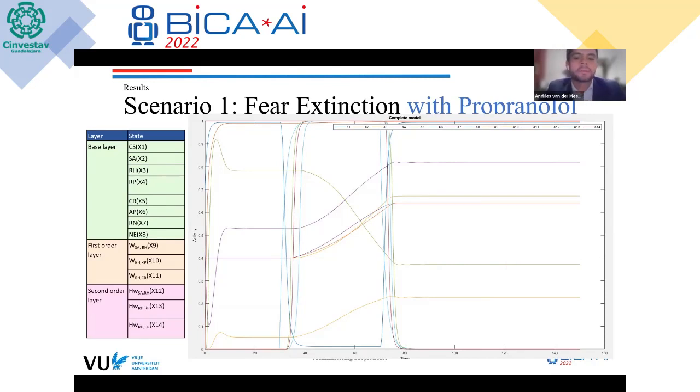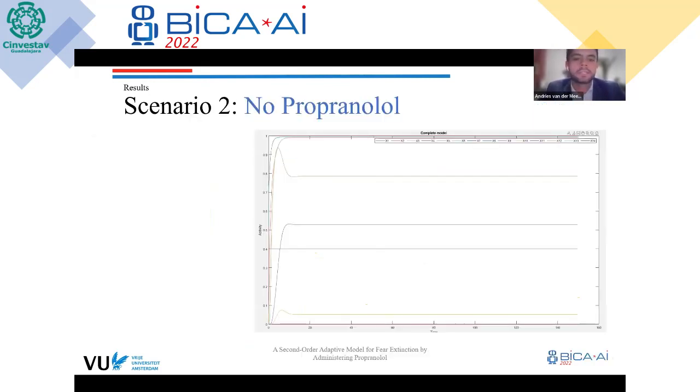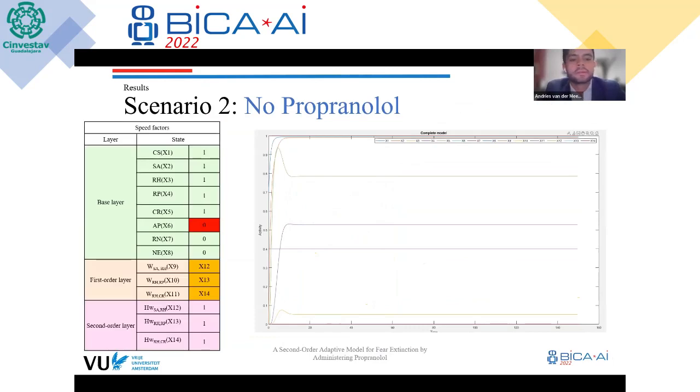Now, what would happen if you would not administer propranolol? So in this scenario, we have deactivated the propranolol state. And as you can see here, we have the same spike in fear and the retention of the fear response. And there's no learning at the hippocampus, as well as the ventral medial prefrontal cortex.